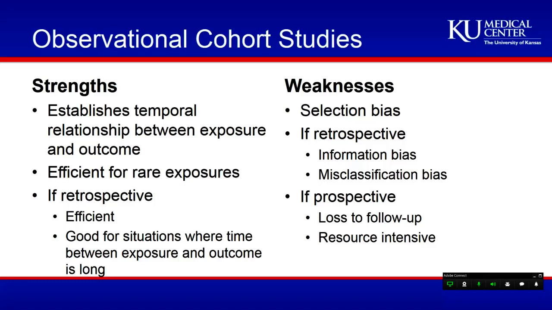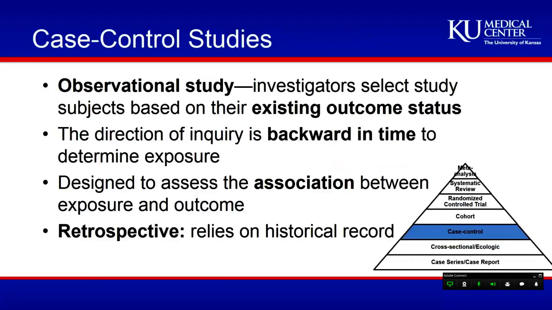The weaknesses of observational cohort studies, obviously, there's a lot of potential for bias. If they're retrospective, you have the additional problem with misclassifying either the exposure or the outcome from that historical record. If they're prospective, you have kind of the same weaknesses that a randomized controlled trial has. Loss to follow-up, and they're very resource intensive.